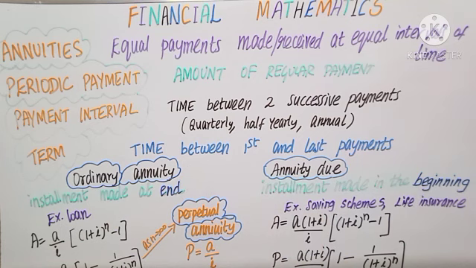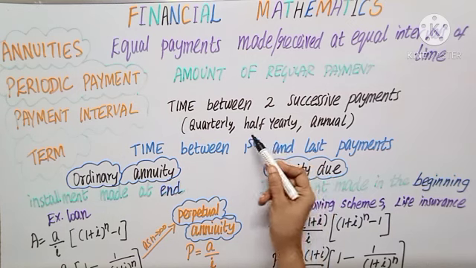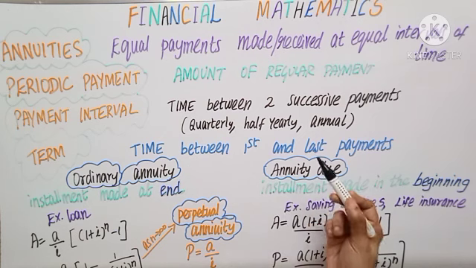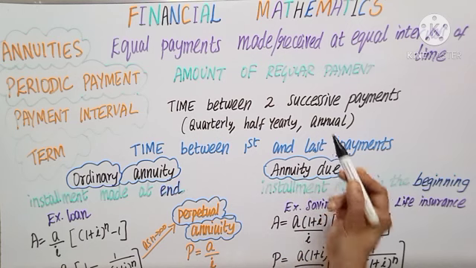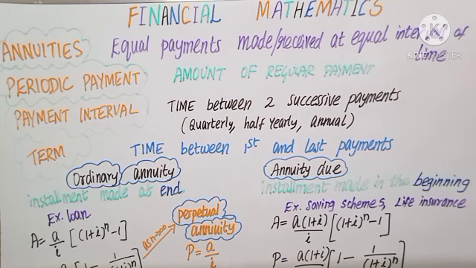Regular, I said. So, when should I pay? Every month I can pay, or every quarter, or every half year, or every year. When I pay every 3 months, I call it quarterly. When I pay every 6 months, it's half yearly. When I pay every year, we call it annually. This time limit between two successive payments, or the consecutive payments, we call the payment interval.